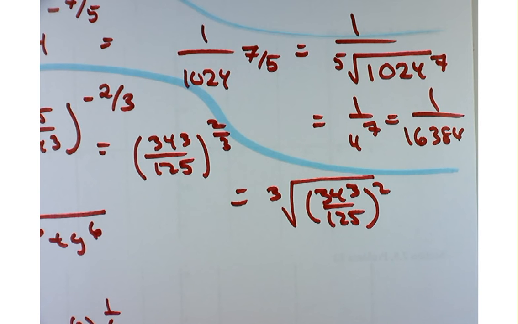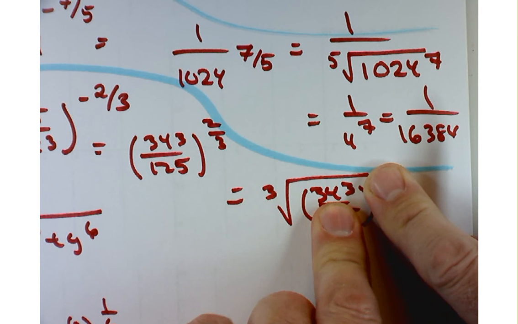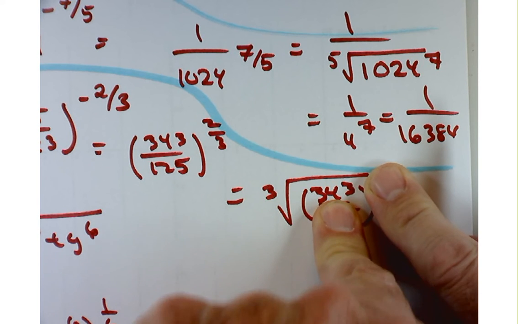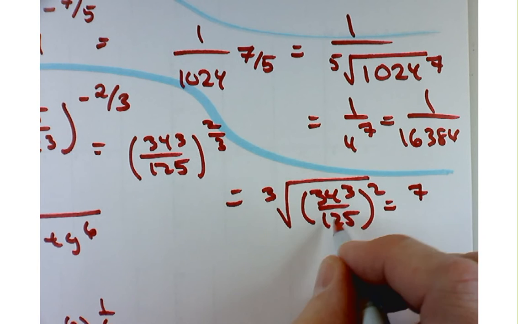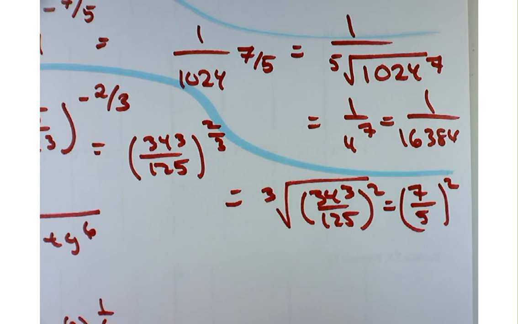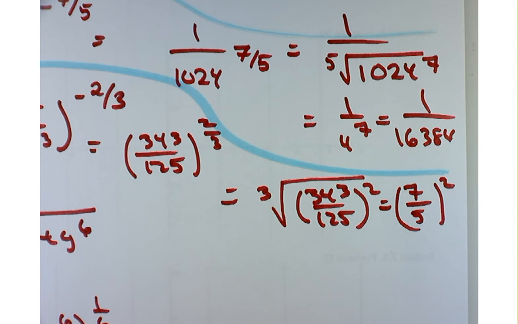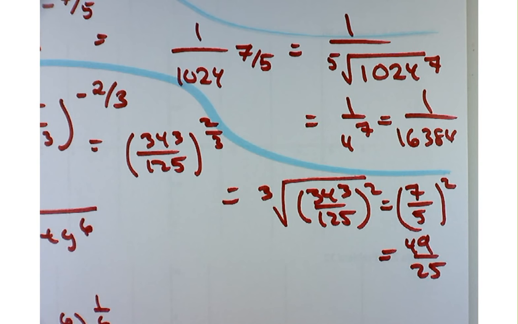And as I said in my videos, do the radical part first. Cube root of 343, well, you know, that's 7. What's the cube root of 125? You guys should be used to that one by now. 5. And then I got the whole thing squared. Now, what do you get when you square 7? What do you get when you square 5? 49 over 25.